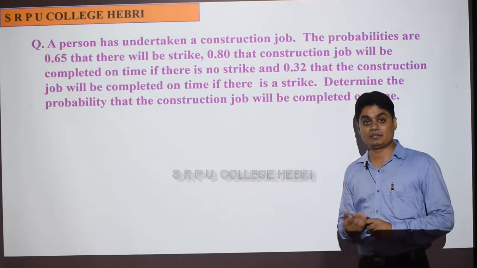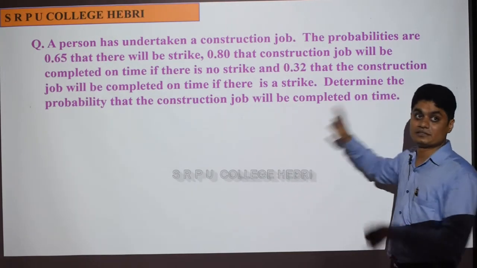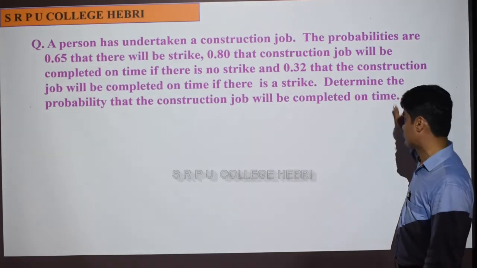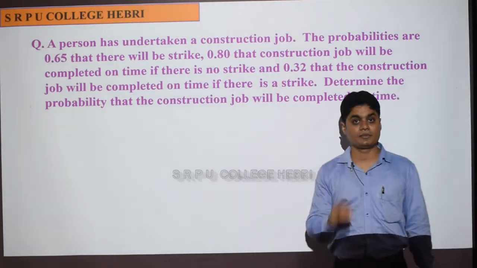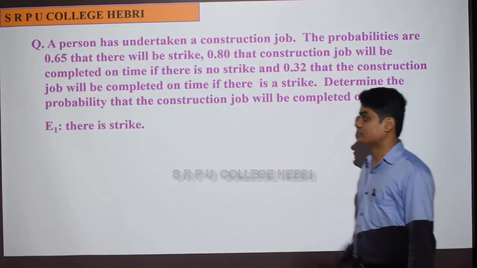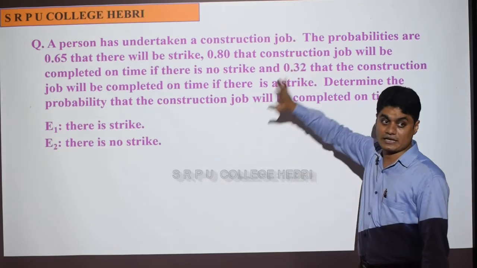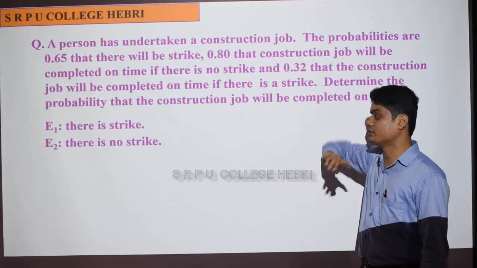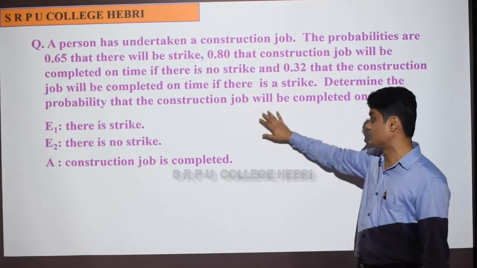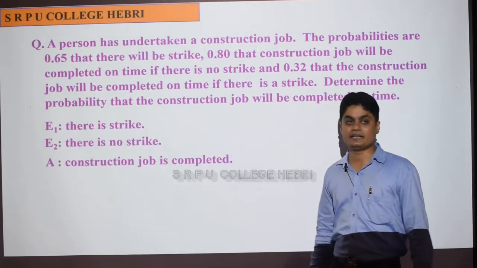If it is Bayes theorem, the question will definitely contain one more condition, given that it has already happened. So the words will be there, but in total probability there are no such condition restrictions. You just find the probability of an event, and that event you will always consider as A. So E1 is there is a strike, E2 is there is no strike. The two events in this question are E1 and E2, strike and no strike. A will always be the event for which you are going to find the probability: the probability that the job will be completed. So construction job completed is event A.